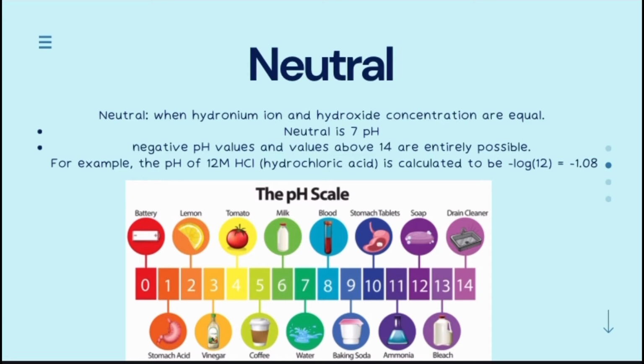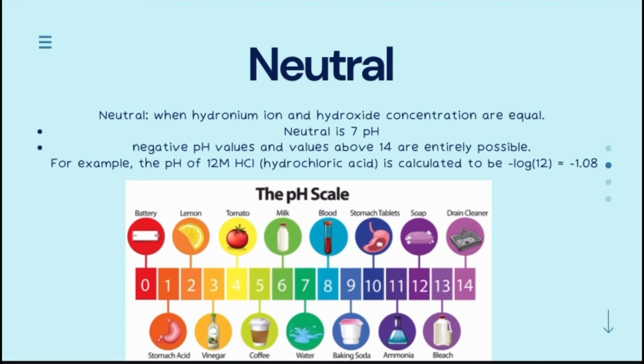A neutral solution is when the hydronium ion concentration and the hydroxide concentration are both equal. One is not greater and one is not less than the other, and the pH of it is 7. Negative pH values can happen, and values above 14 can also happen, but they're very rare and very dangerous.